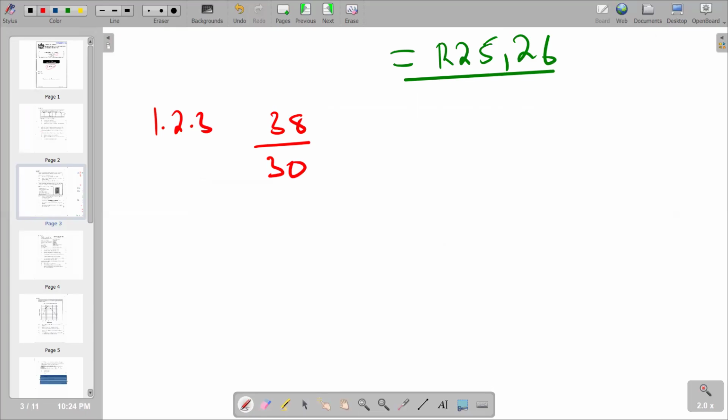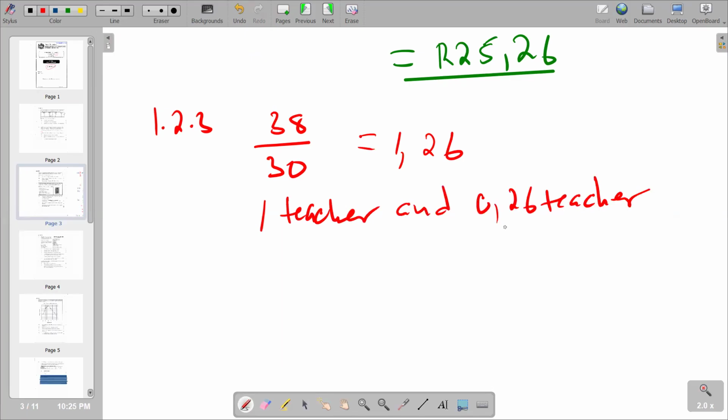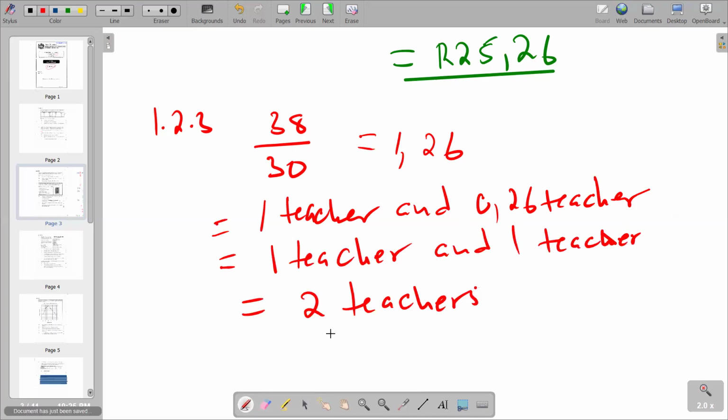If you calculate there, you'll see that we are going to have a remainder. If you say 38 divided by 30, your answer is 1.26. So basically, we are saying one teacher, plus 0.26 of a teacher. In this case, we are saying that this is a fraction of a teacher, so another teacher is needed. This becomes your answer on 1.2.3.